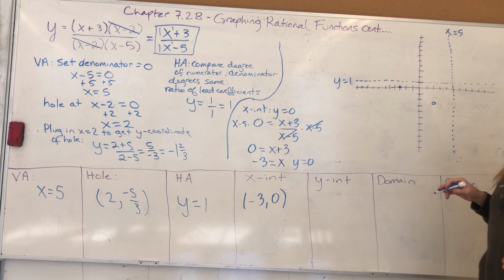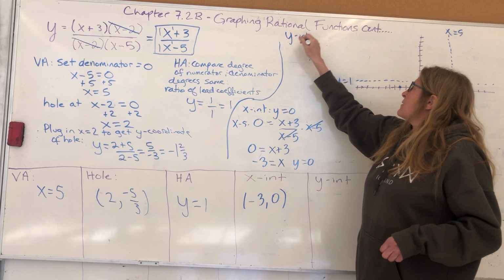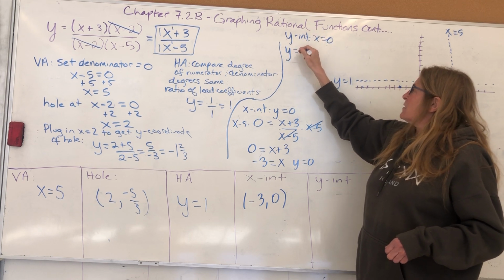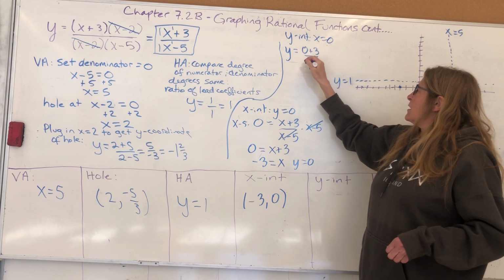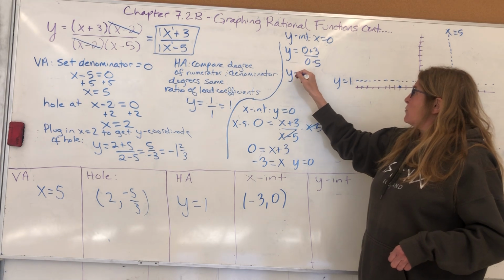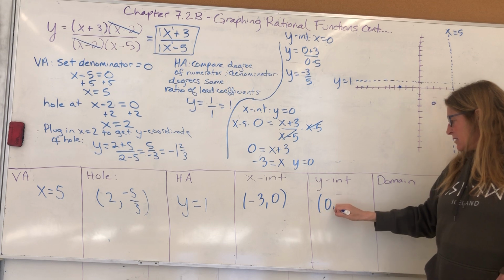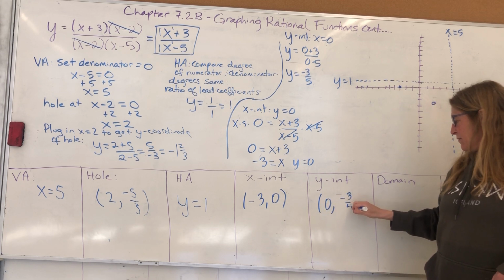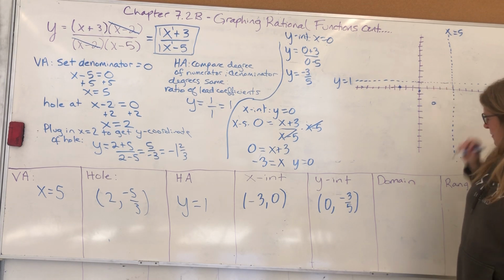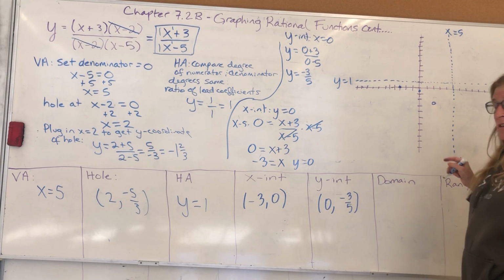And if you remember, guys, a y-intercept is where x equals 0. So let's make x 0. 0 plus 3 over 0 minus 5. So that gives me y equals negative 3 fifths. So I've got 0 comma negative 3 fifths. And that's about right there. Okay, so now I've got some points, including my hole, and I'm ready to draw my graph.